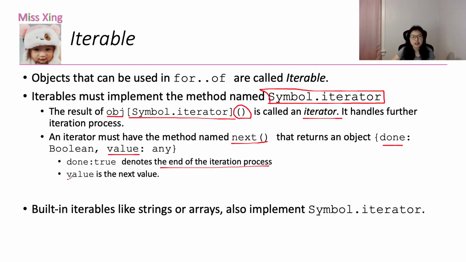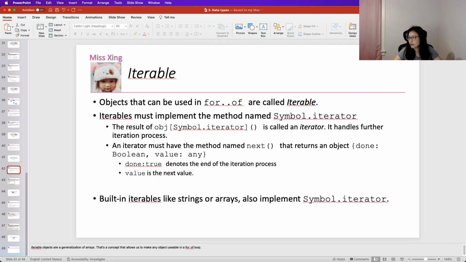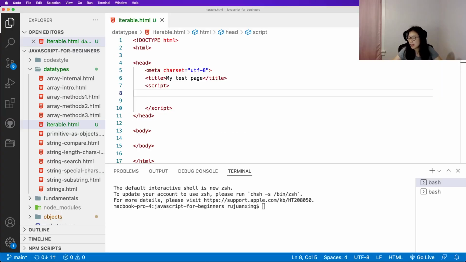And the value is what we use when we have a for, let item of, an object. This item is going to be the value here. The value can be anything. So now let me give you one example of an iterable we can build by ourselves.